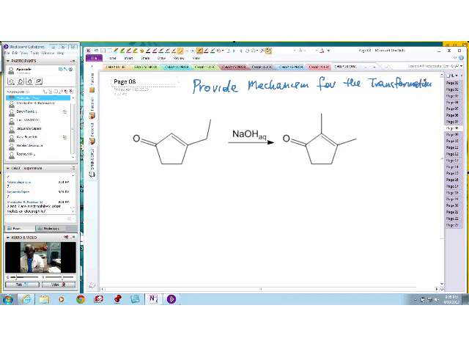Provide the mechanism for this transformation. We are going from this molecule here, I would say this is molecule A, and this is molecule B. If we are going from molecule A to B, and they want us to give the reaction mechanism, this is a lot more than what you might think, but you guys can do this.